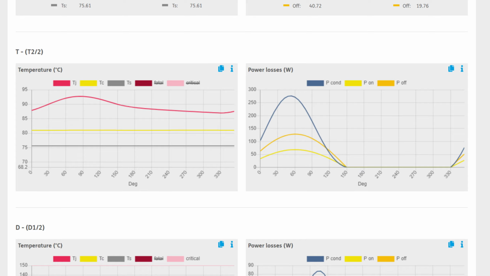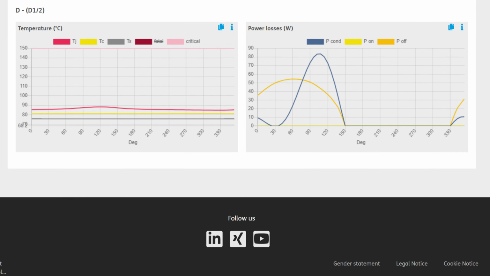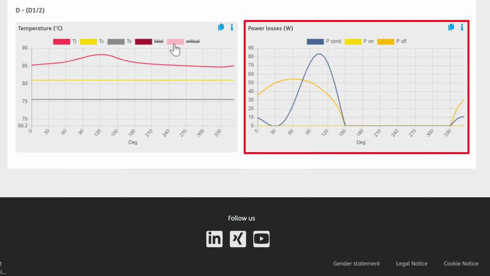The same graphs for the freewheeling diodes are shown below the IGBT. The power dissipation of the diode has a unique shape which may look strange at first, but this shape is caused by the pulse width modulation and the different conduction time of the diode within the period. The function values may be seen if you move the mouse over one of the graphs in the diagram.